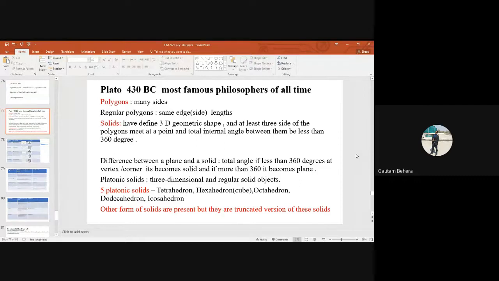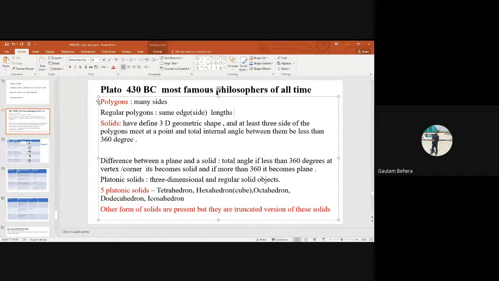So Plato is a research scholar, you can say. He's a great researcher in geometry of solids. Right? He did a lot of work on this. What is the geometry of different solids? He was more interested in finding out the geometry of solids. So you can see that 430 BC. He's the most famous philosopher at that time, at 430 BC.